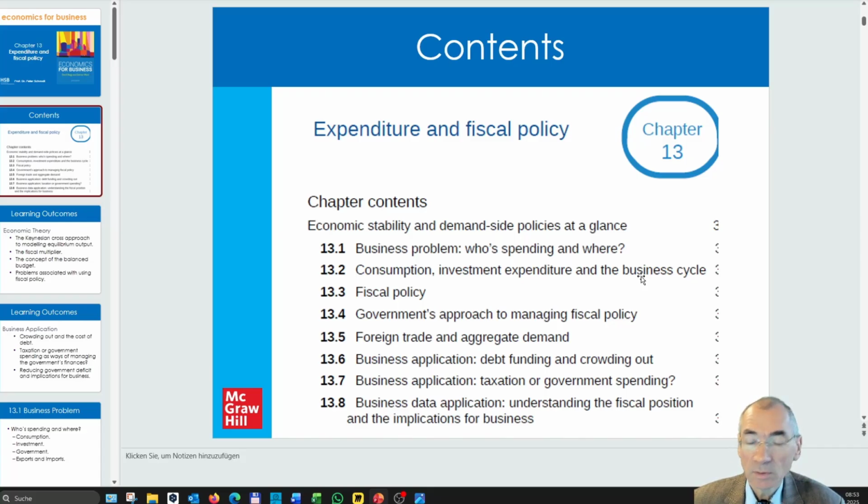Then the second video about this chapter 13 will be about fiscal policy, what can the government do, and some applications, especially at 13.6, we're going to have a bit of a look in direction of debt funding and crowding out. What are these concepts? What do we do with those ideas?